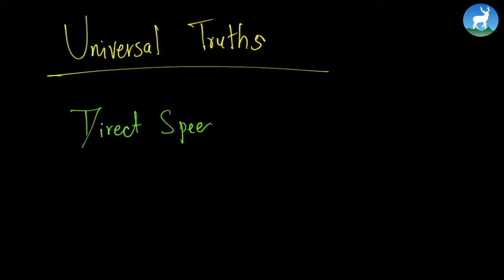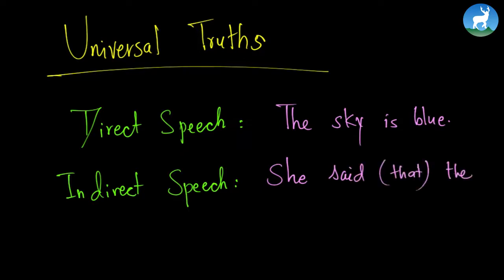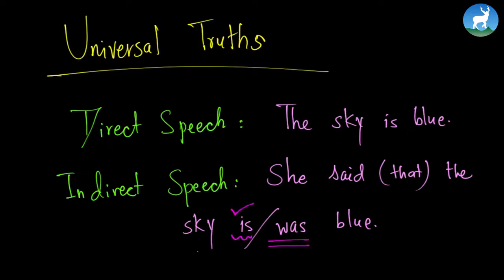Let me write one example in the direct speech. The sky is blue. What would be its indirect speech? Try writing its indirect speech. Its indirect speech would be, I am assuming the speaker to be a girl, she said that the sky is, sometimes even was is used, was blue. She said that the sky was blue. But we prefer is. Was is not so preferred, so you can say is. She said that the sky is blue.